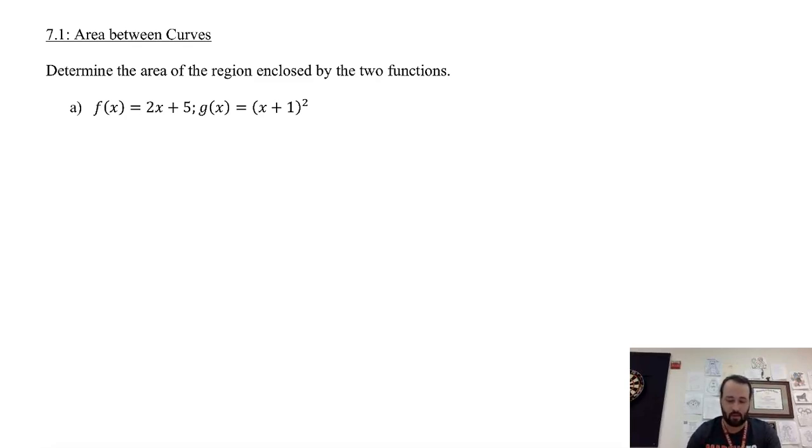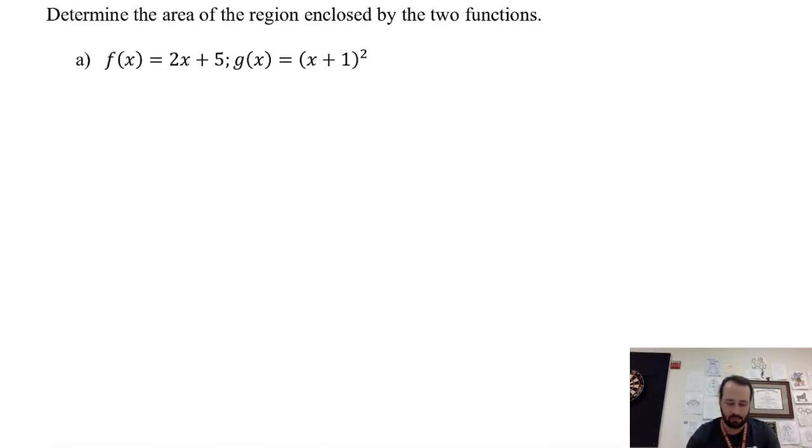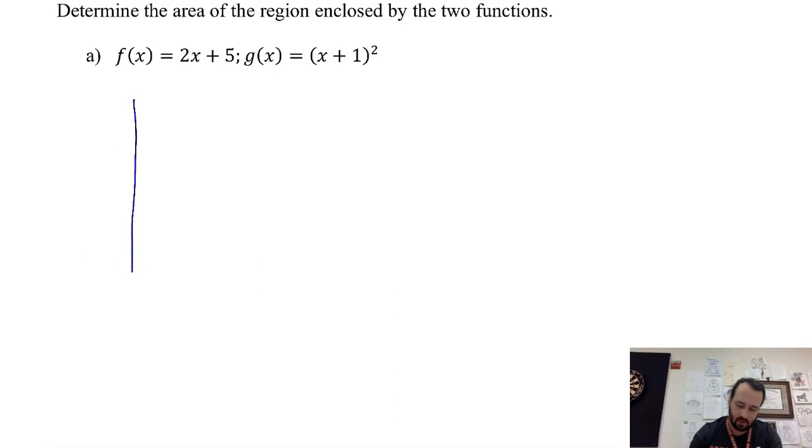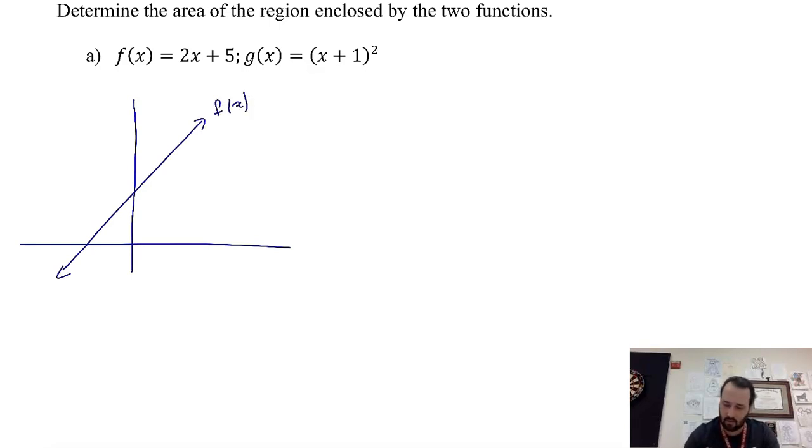So this first one, right? It's just asking us to determine the area of the region enclosed by the two functions. And that's all that we are going to be doing, determining the area enclosed by the functions. There won't necessarily always be two, so I probably shouldn't have written that. But essentially what is happening, if I take these graphs, 2x plus 5, it looks like a line, something like that, right? There is my f of x.